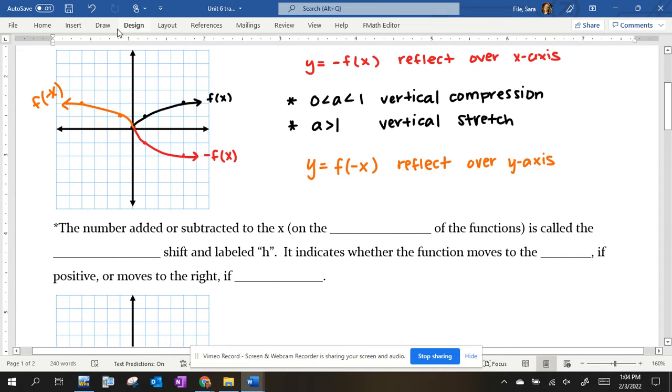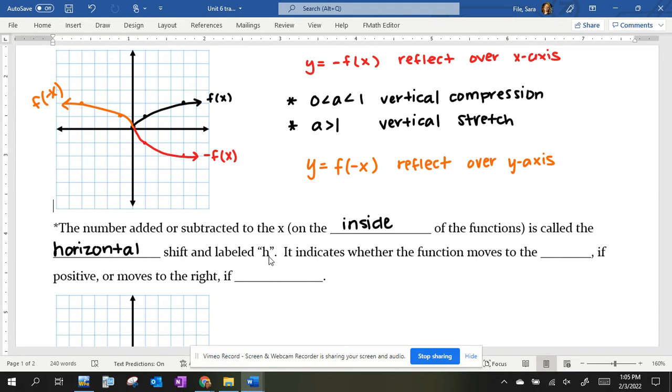All right. Now, the next section talks about adding or subtracting a number to the x. This happens on the inside of the function. We find the horizontal shift based on that number, and we use h to represent it. This is going to indicate whether or not our graph is shifted left or right. It will be shifted to the left if it's x plus h.